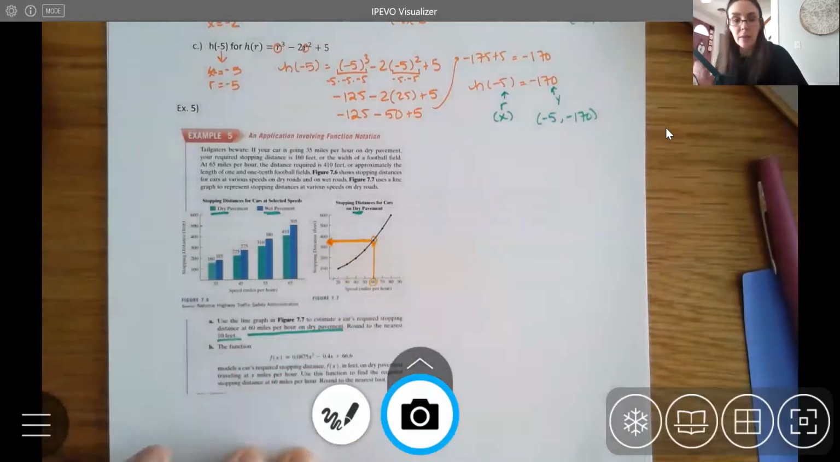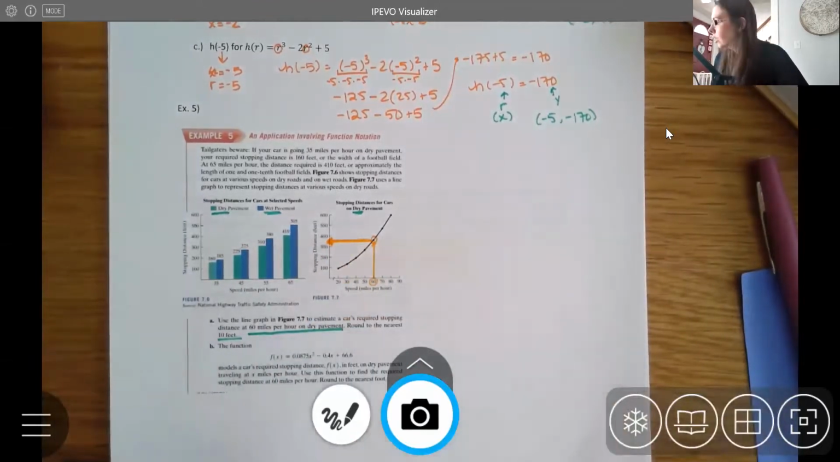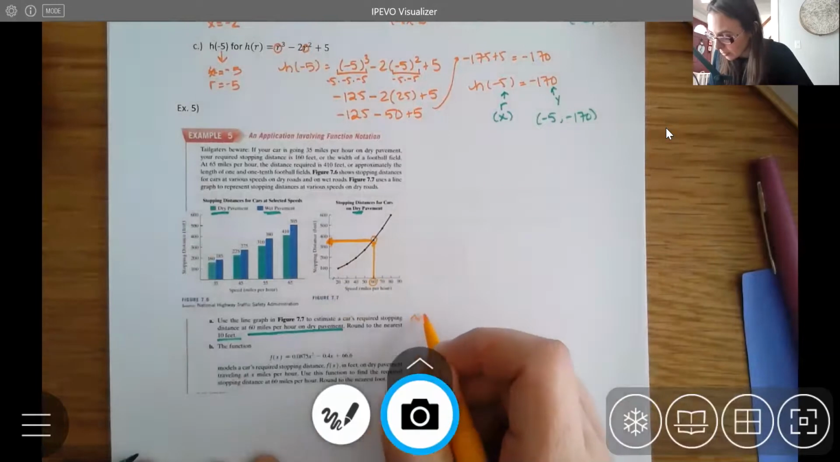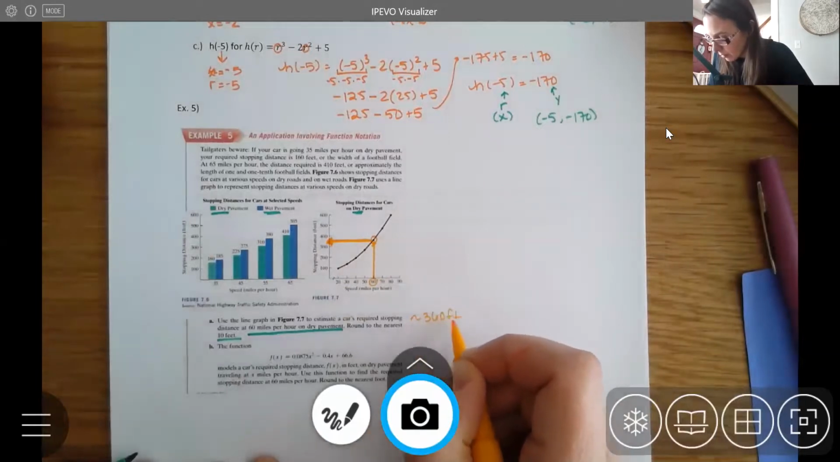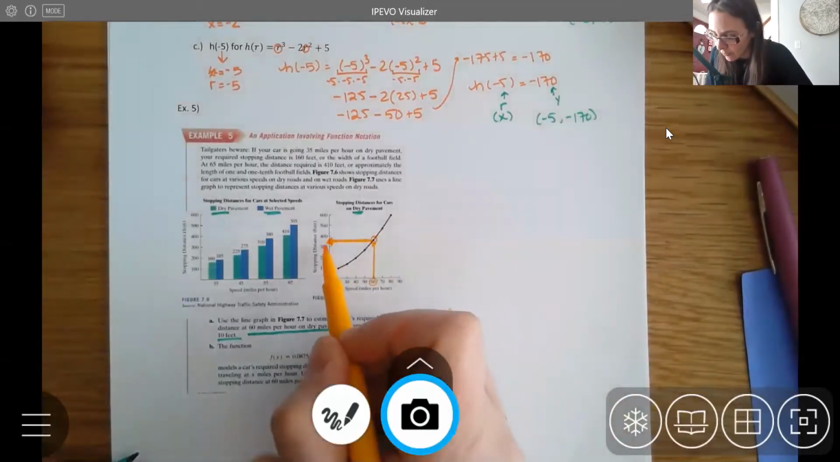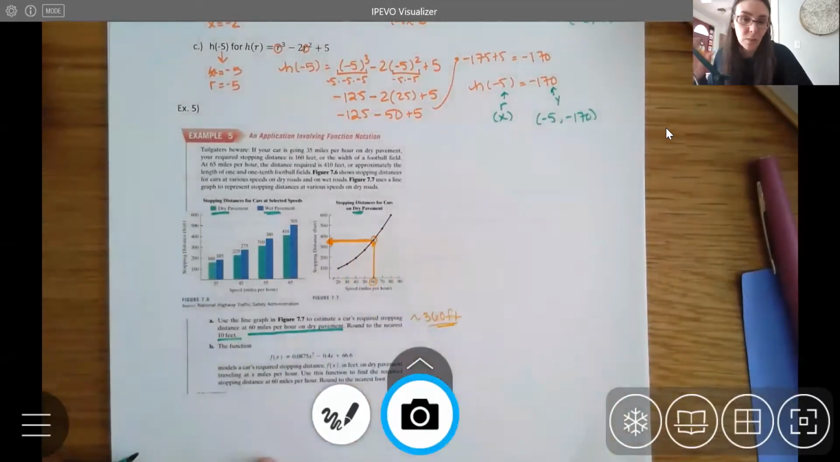Okay, so it's kind of like right in the middle. So I think 350 is a good estimate. Your book uses 360 as their estimate, so right around that kind of middle point. I'll go with your book here and say that's about 360 feet for that estimation. And again, you can see that it's pretty clearly halfway between 300 and 400. So we're just estimating there.